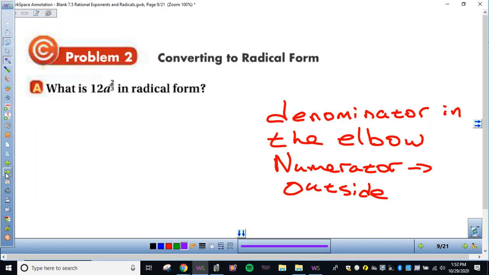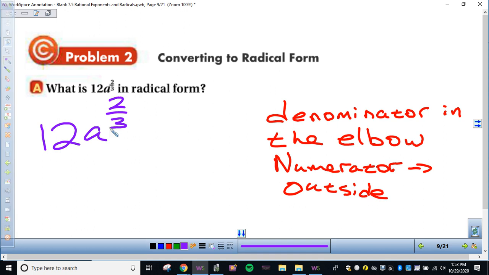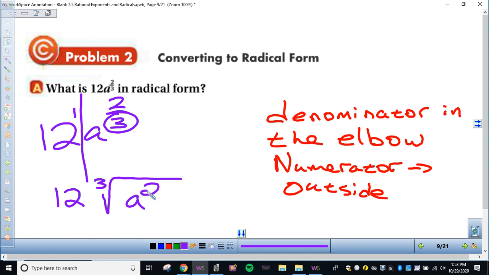Okay, so we're going to write this 12a to the 2/3 power in radical form. So just like when we were moving stuff upstairs, downstairs, the whole should I stay or should I go concept, you still got to treat the 12 and the a to the 2/3 power as totally separate, right? So it's technically 12 to the 1st power. So the 12 has nothing to do with the radical. I just write that in front. And now I'm going to write the radical, right? The denominator goes in the elbow. The a goes underneath, and the square could either go here, or you could put the whole radical in parentheses and write it outside.